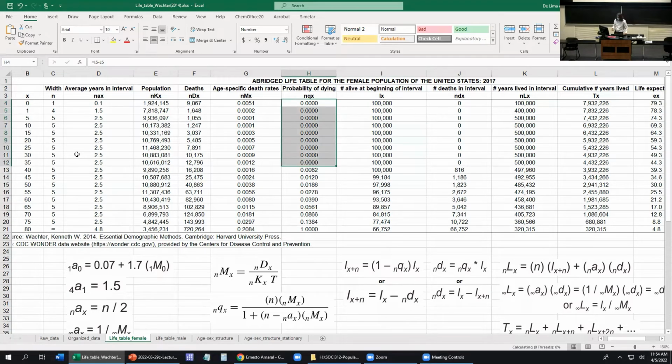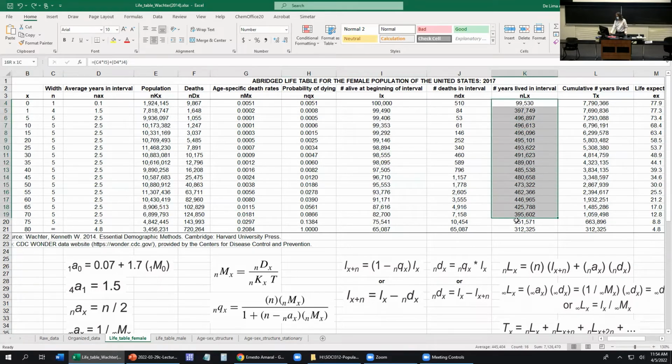The reality is that we have mortality. When we have mortality, the number of years lived in the interval will vary. How do we calculate that?